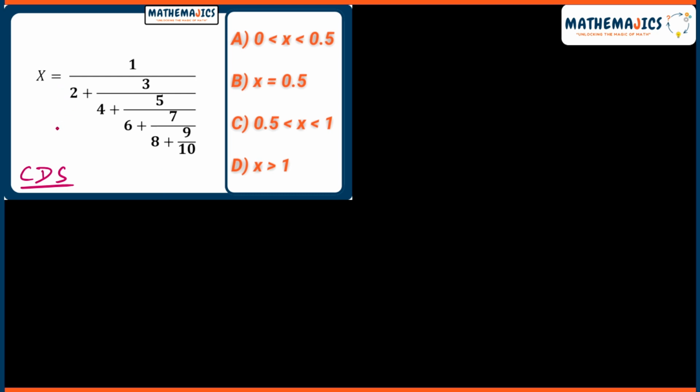So I'll do this question in three parts. First part, let's say our fraction is half, correct? Now this fraction is equivalent to half. These two fractions are equivalent to each other, correct? So this is our first part.